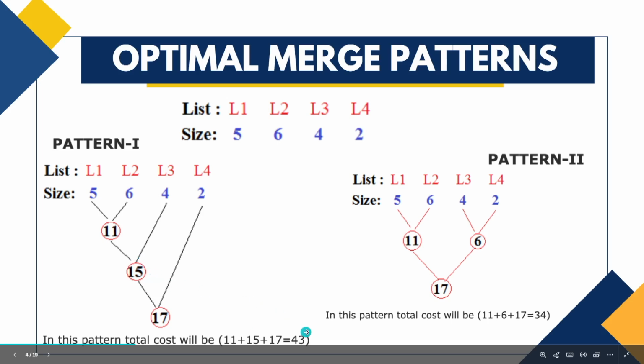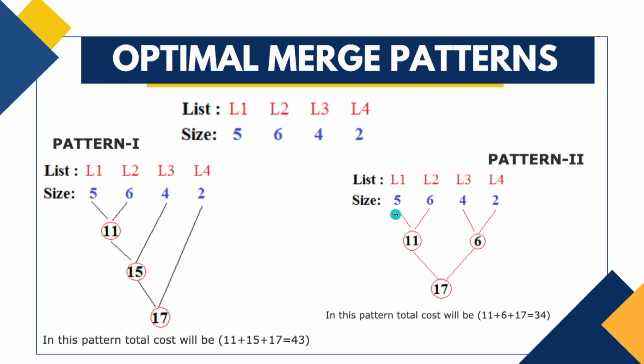17, which is 43. So this 43 actually corresponds to the number of data reads that we make while we merge the lists into one, right? And we consider another pattern where we merge L1 and L2 first and L3 and L4 separately, and together we merge the resultants into one, and here when you estimate the cost, it is going to be 34.